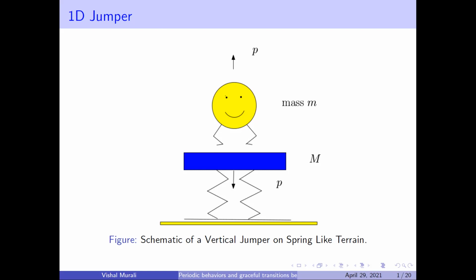So this is the system. We have a mass M that represents the jumper, and then the trampoline represents the blue mass capital M, with a spring, of course. And we want to analyze the periodic orbits of the system and how to gracefully transition between them. So we propose a method to gracefully transition between the different periodic orbits in this talk.